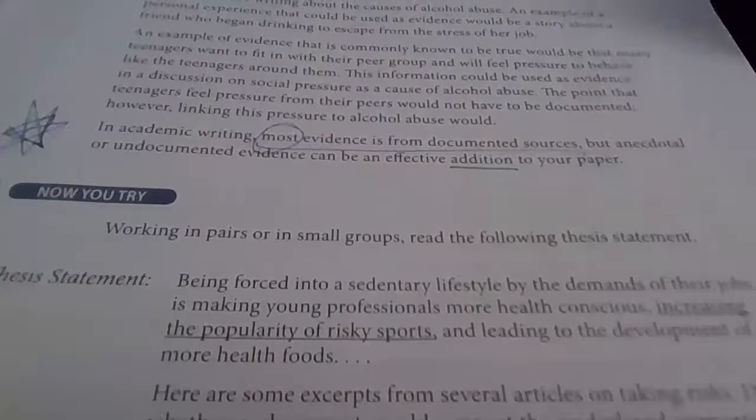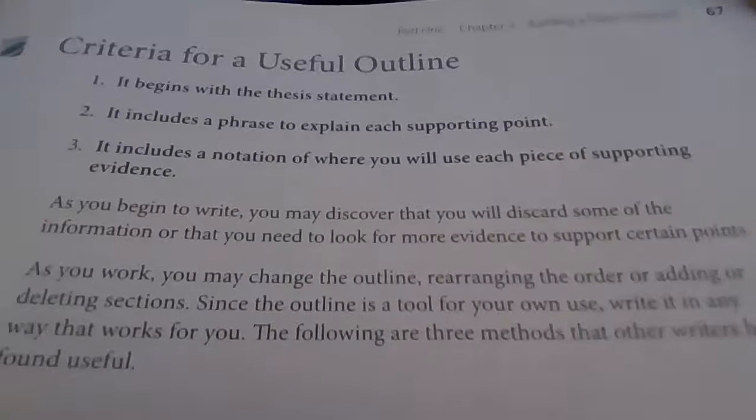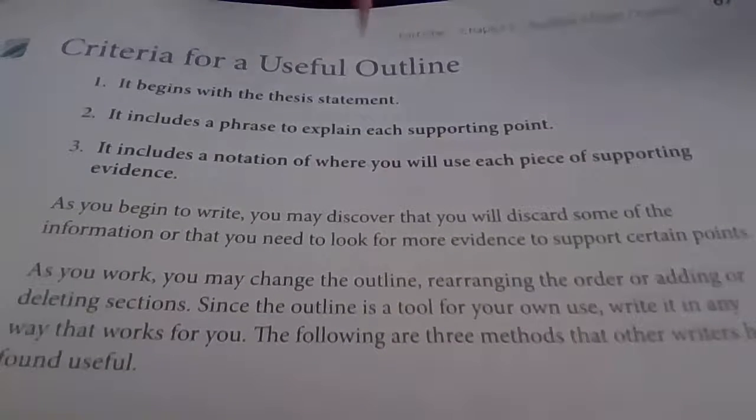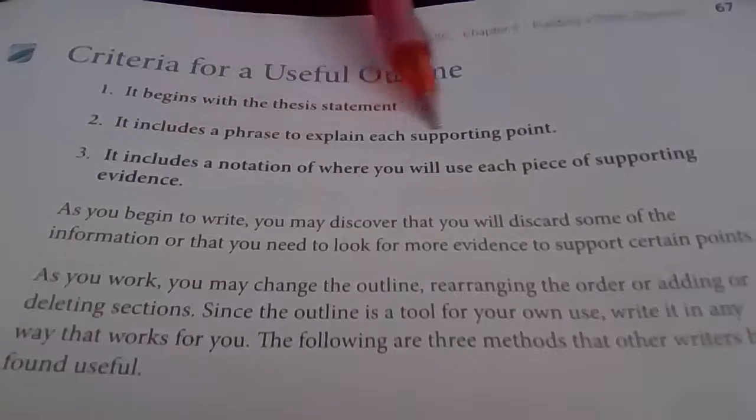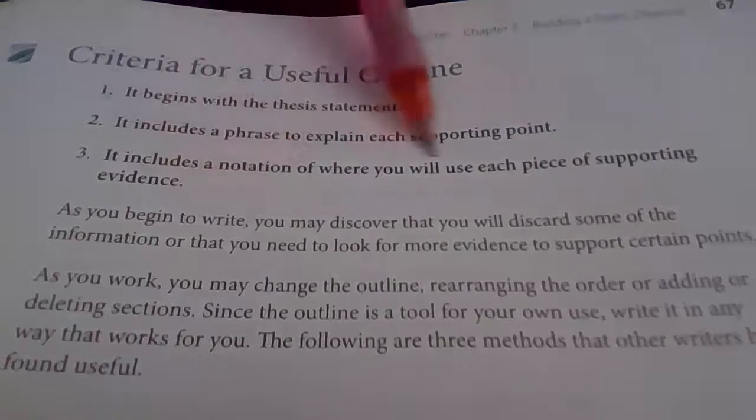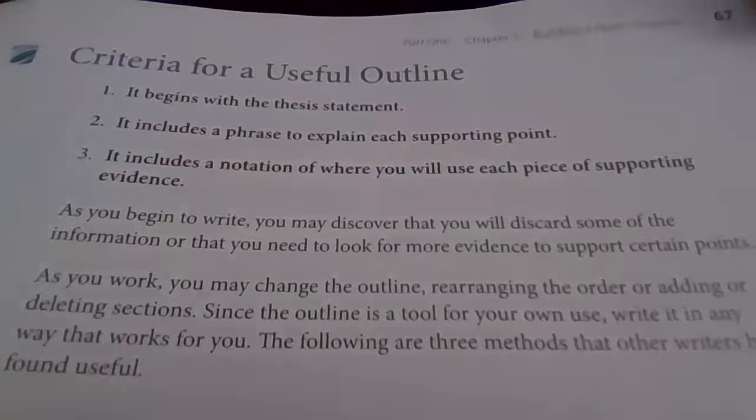Okay, and then we have Now You Try on page 63, and then some more activities to try, and then page 66, creating a detailed outline. All right, so next page here, 67, criteria for a useful outline. We should have a thesis in our outline. We should have a phrase to explain each supporting point, and then a notation of where you will use each piece of supporting evidence. The best way to do this is just going to be the traditional outline.